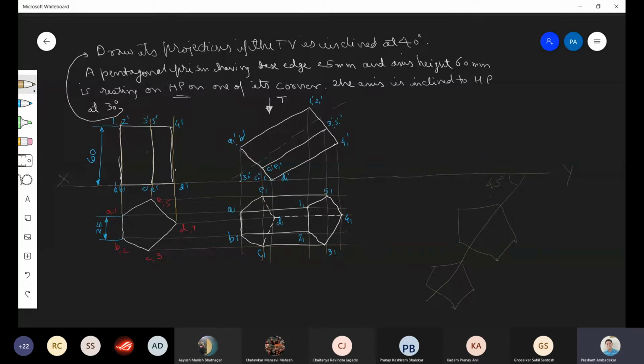ठीक है, जो भी पॉइंट नहीं समझते तभी पूछो, तभी की तभी पूछते जाओ. So I have drawn a 45 degree line.